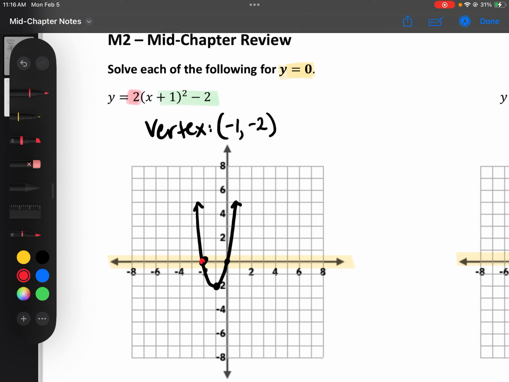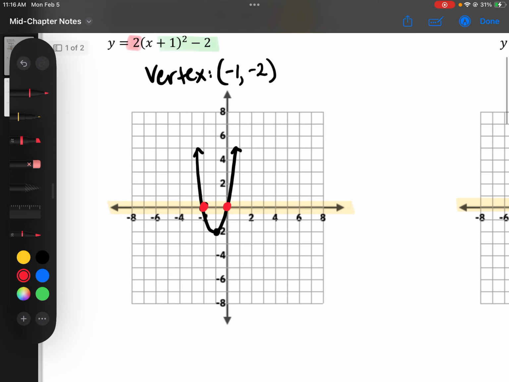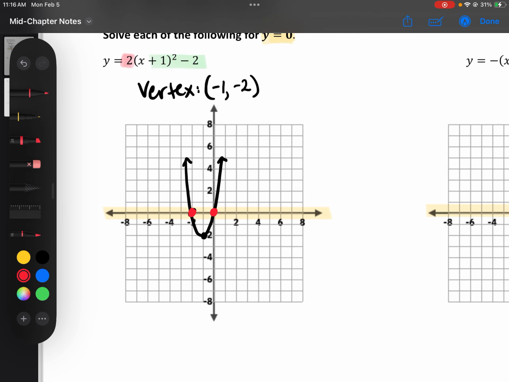So our solution, if you recall, is where the graph is meeting the x-axis, and we have two solutions. One of them is at -2, and the other one is at 0 in this problem. So we'd say x is equal to -2 and 0.